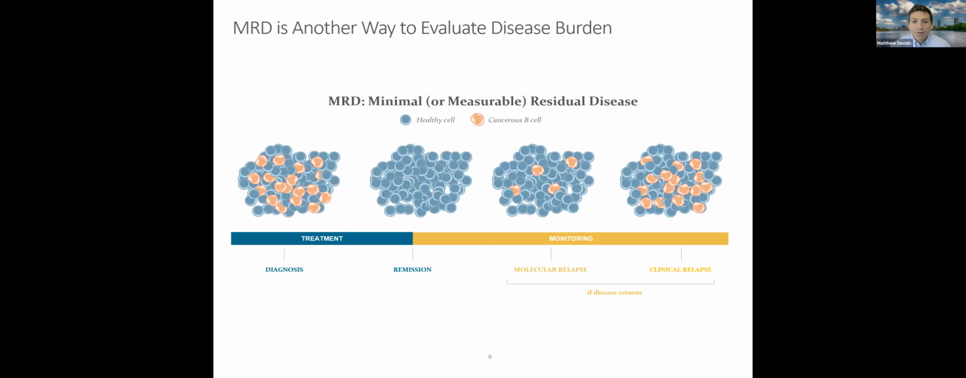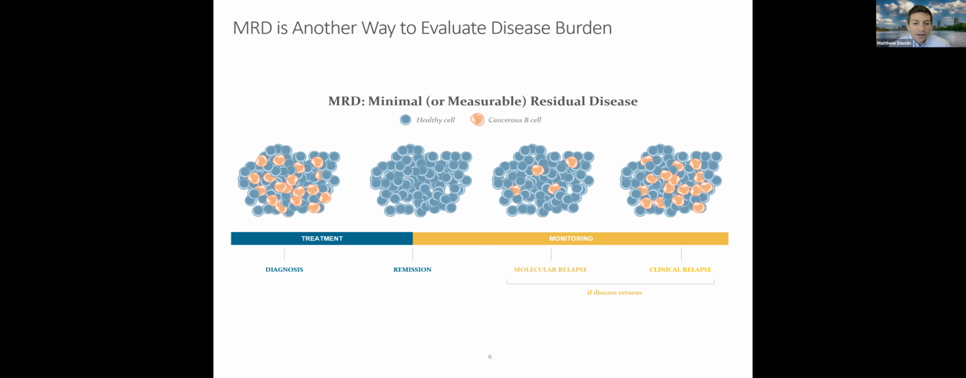All right, so I have a few graphics here. They'll come at this concept of MRD from different angles to try to help you understand it. It's not the most intuitive concept, so that's why I like to explain it in a few different ways. So really, if you look on the far left here, you can see at the time of diagnosis, if we were to look under a microscope at the blood, we can see a bunch of these healthy greenish blue cells, but then we can see these orange cells, which are the cancerous B cells or CLL cells.